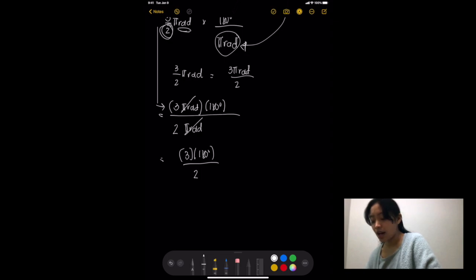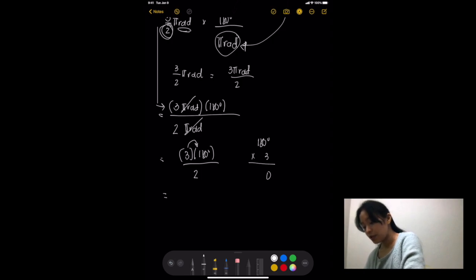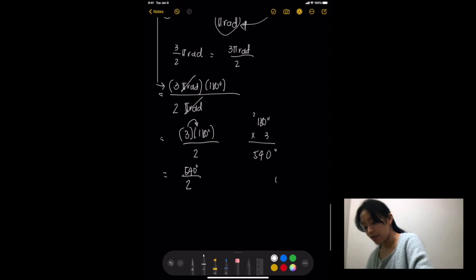Okay, let's try to analyze. So in solving this problem, you can easily just multiply 3 with 180 degrees and then divide it by 2. So that's one of the methods of getting the answer for this. So it's just 3 times 180, which is just 540 degrees. 540 degrees divided by 2.